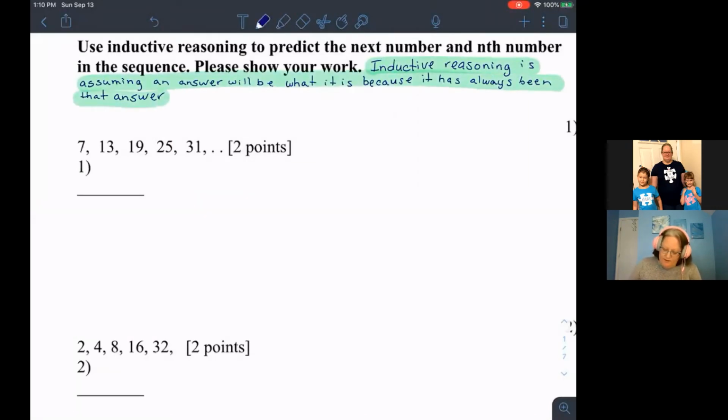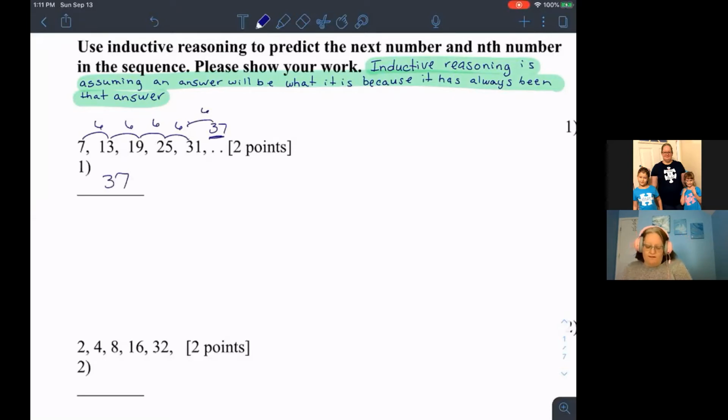If we look at number 1, we'll use that reasoning and say, between 7 and 13, we get 6. From 13 to 19, we have 6. 19 to 25, we have 6. And 25 to 31, we have 6. Now, inductive reasoning lets us know what that next number would be. That next number would be 37, because we just assume with inductive reasoning that it will continue to stay 6.